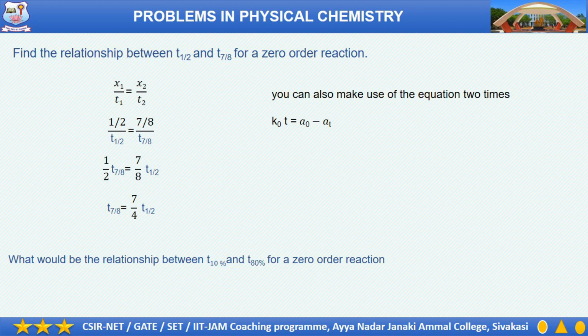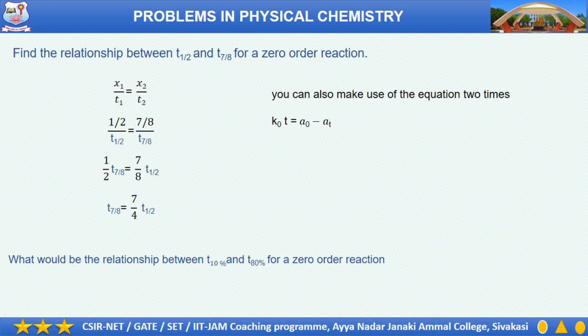Or you can make use of this equation. Substitute that the initial is 1 and the amount left is half, and you have to find out the T half first, and then you have to substitute once again 7 by 8 here and find out the T7 by 8 and then compare this. It will take a longer time.